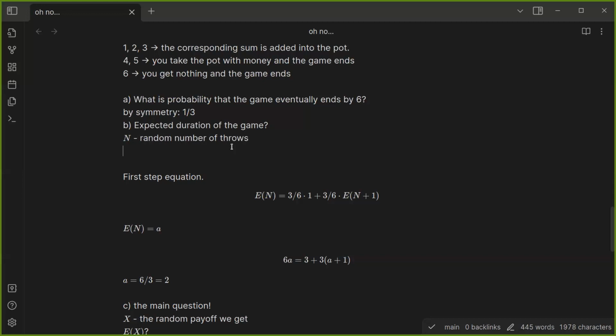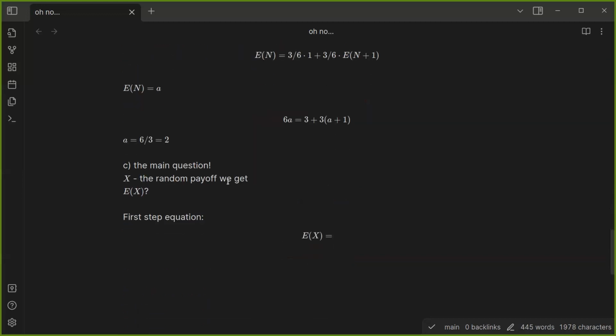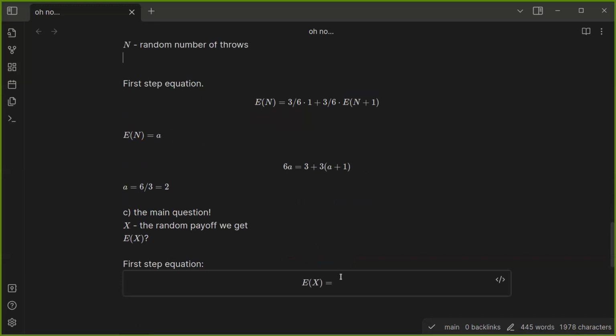Okay, more questions? Or maybe let me finish the equation for the expected value of X. If the dice throws 4, 5, or 6, and it's the beginning of the game, the pot is empty. If the dice shows 4, 5, or 6, I get 0, and the game ends. So with probability 3/6, I will get 0.